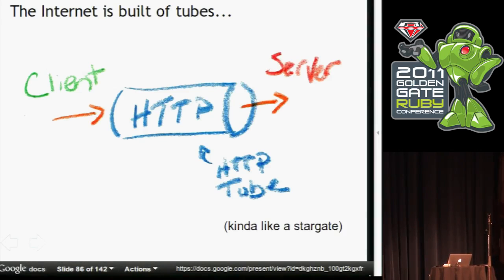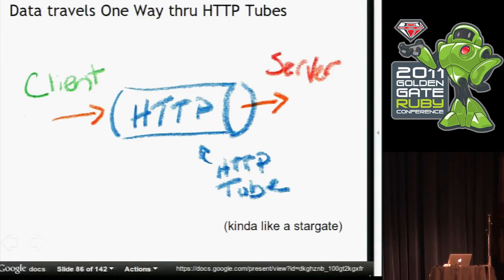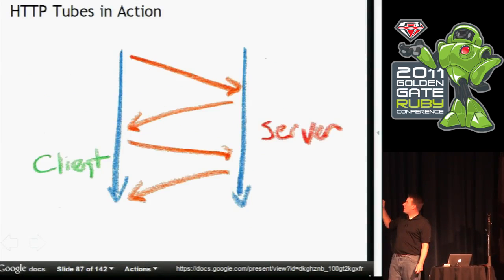Anyway, the client makes a request, goes through the HTTP tube, comes down to the server. Data travels one way in HTTP tubes. It's kind of like a Stargate. Client sends a request to the HTTP tube. The server can't send anything back until it's received the complete request. Same going back the other way.